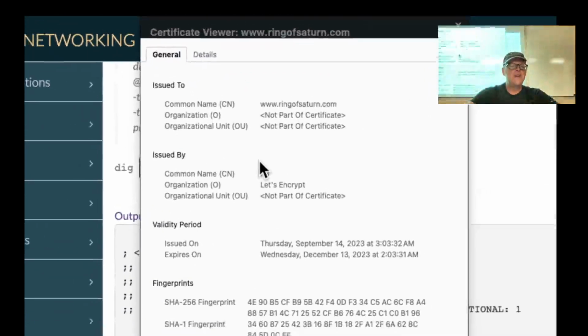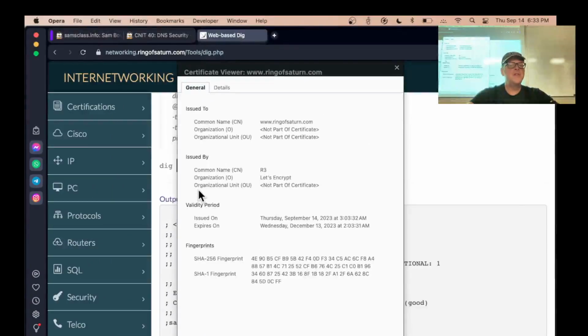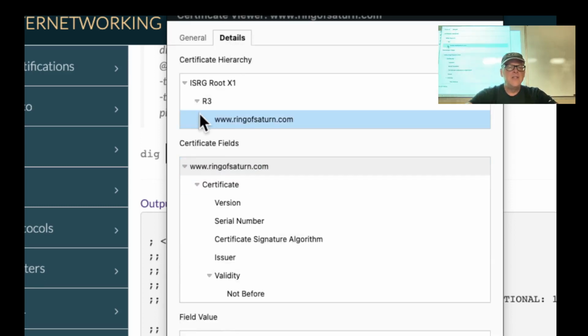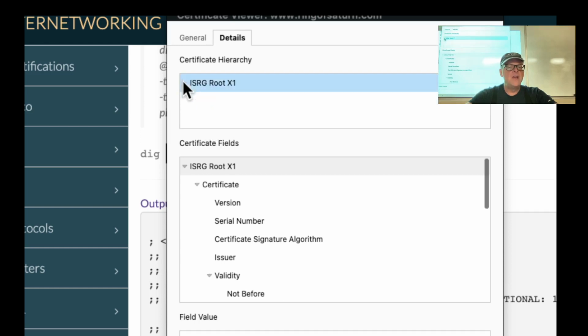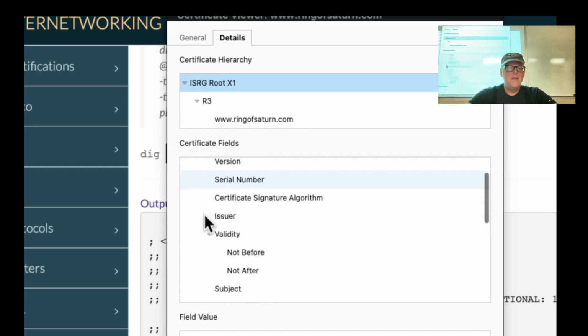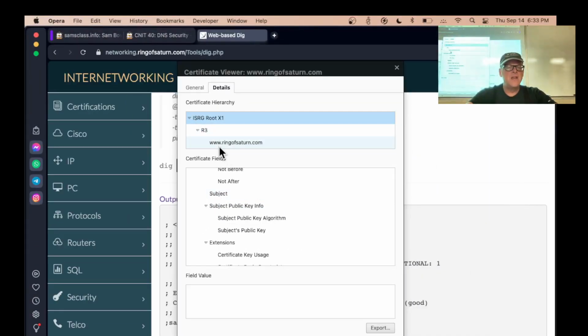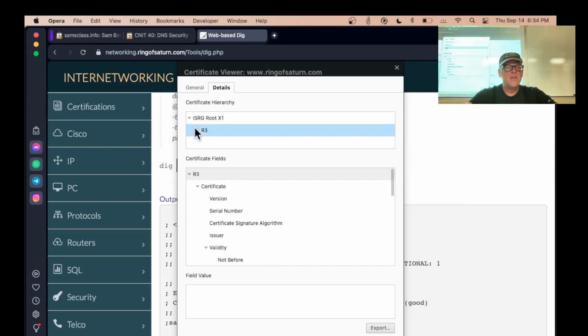Here's the HTTPS certificate. It's got the name of the organization, an issued date, some fingerprints, and if you go to details, it's got a hierarchy. So this is signed by somebody, and there should be a tree going up to a root. I'm not seeing it here. I guess Ring of Saturn, R3, and then I guess this is the root. It's not as clear as I hoped it would be.